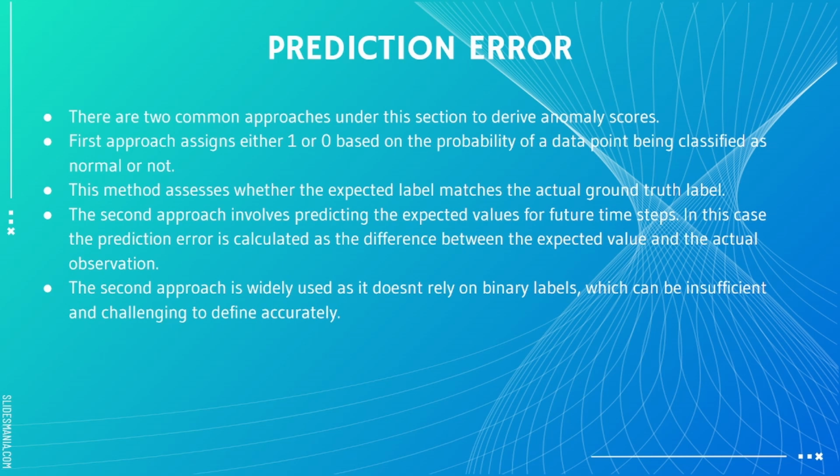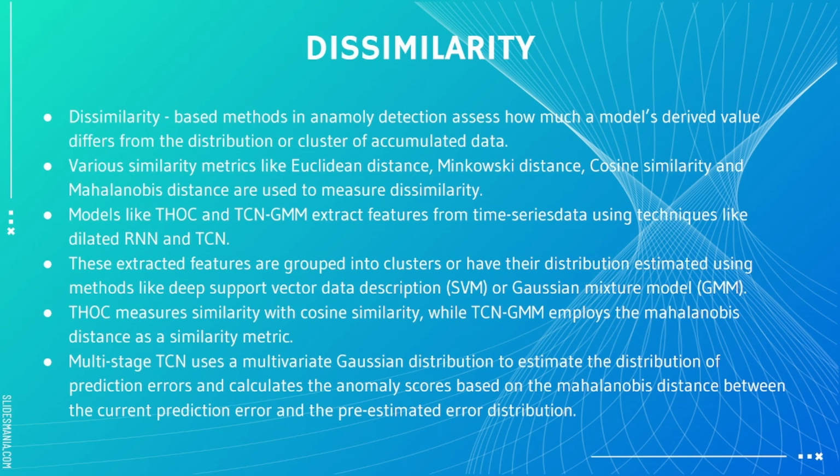The second approach, which is the most used approach in prediction error, involves predicting the expected value for future time steps. In this case, the prediction error is calculated as the difference between the expected value and the actual observation. The second approach is widely used as it doesn't rely on binary labels, which can be insufficient and challenging to define accurately. The third and the last one, dissimilarity.